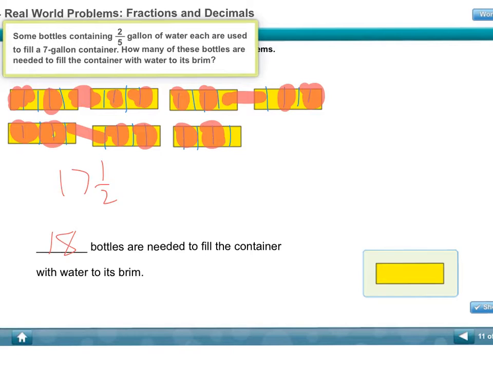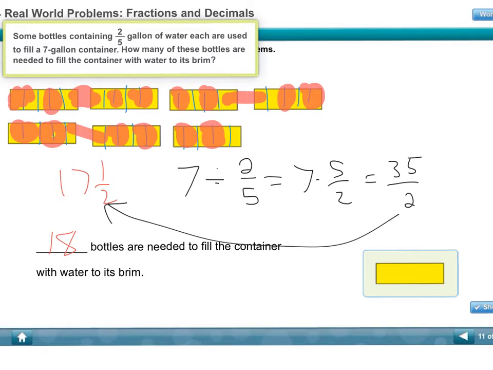And what we're actually doing here as a math problem is 7 divided by 2/5, which is 7 times 5/2, which is 35 over 2, which is 17.5. So we see that we need the same amount of bottles whether we do this using a concrete model using these rectangles or by setting up a division problem.